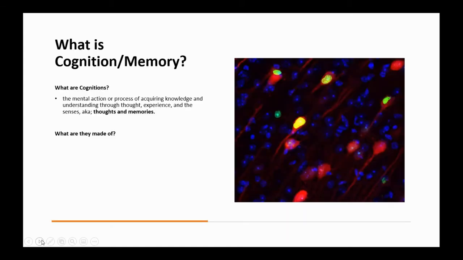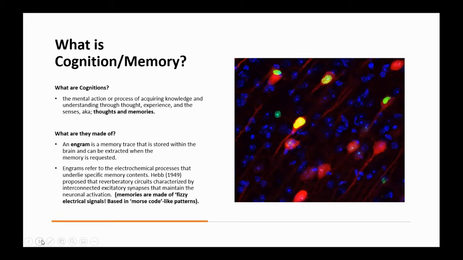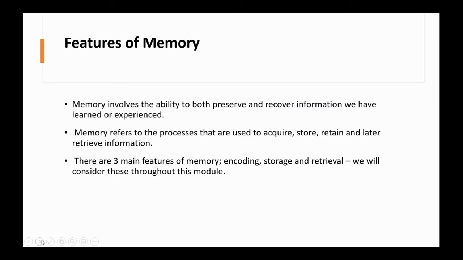Cognitions or thoughts are kind of mental processes. They're made of engrams, which are memory traces. That's the picture on the right. They're pretty much like fizzy, electrical Morse code type signals. So that's what memories are, and that's what they are made of.